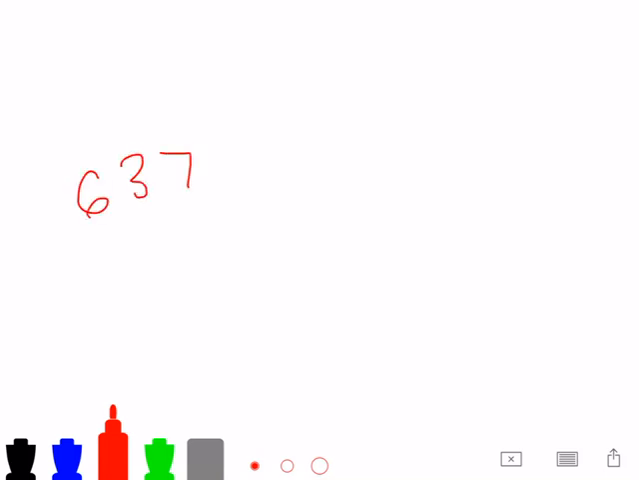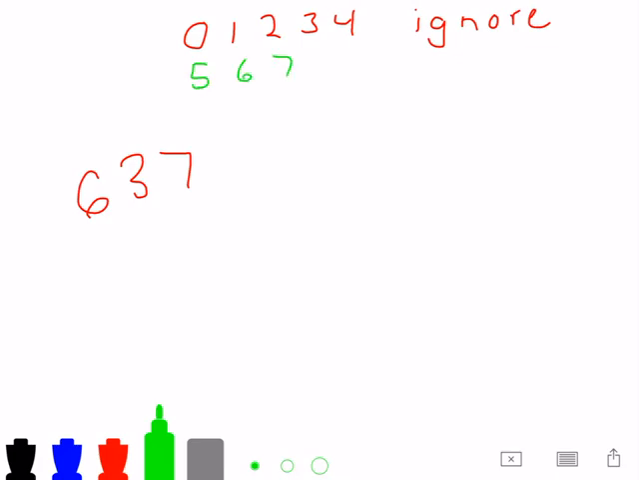Round 637 to the nearest 10 and to the nearest 100. So just a reminder, if the number next to the number in the rounding place is a 0, 1, 2, 3, or 4, we're going to ignore that number in the rounding place. But if the number next to the number in the rounding place is a 5, 6, 7, 8, or 9, we're going to add 1.